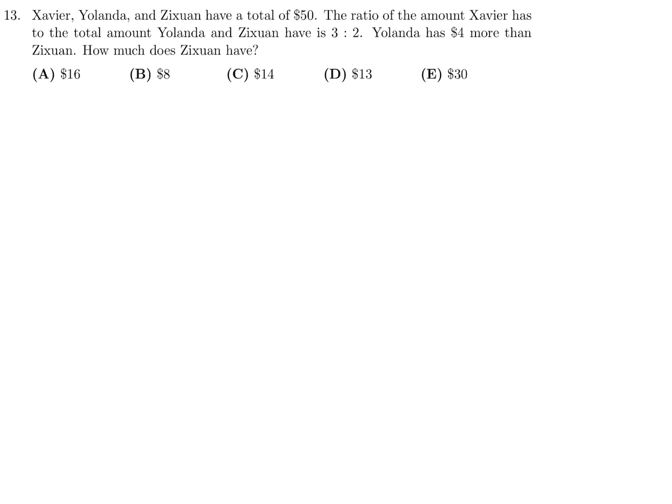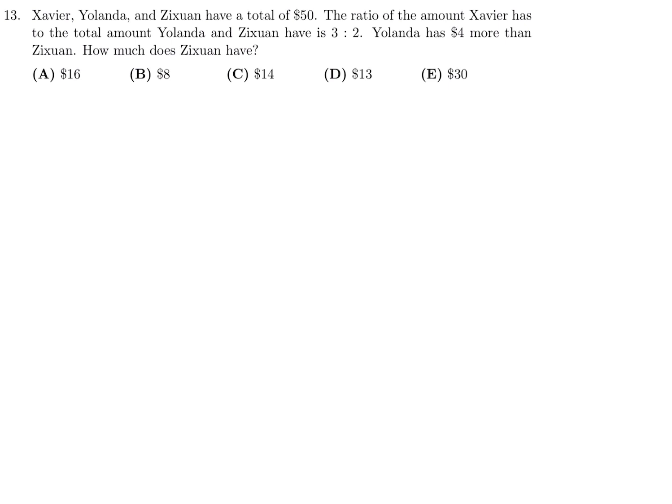Xavier, Yolanda, and Ji Xuan have a total of $50. The ratio of the amount Xavier has to the total amount Yolanda and Ji Xuan have is 3/2. Yolanda has $4 more than Ji Xuan. How much does Ji Xuan have?